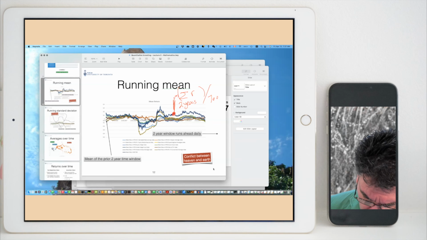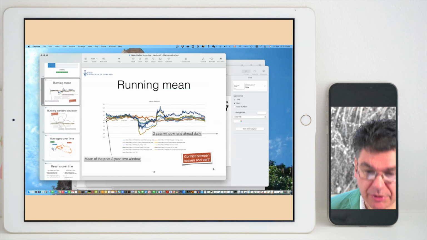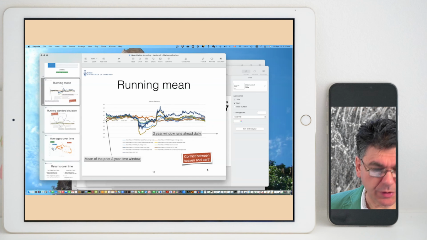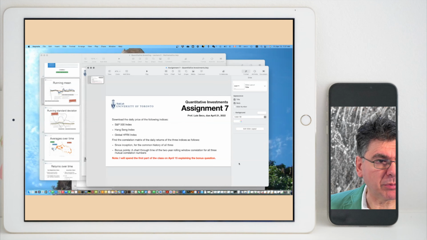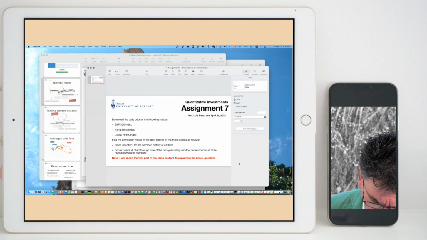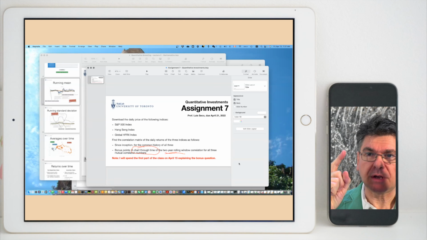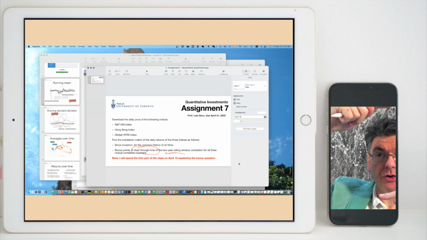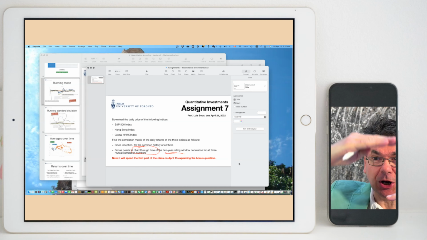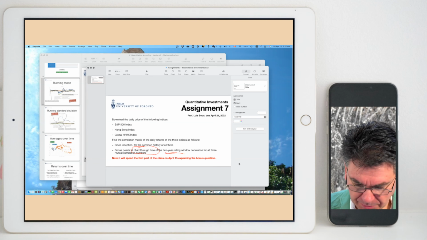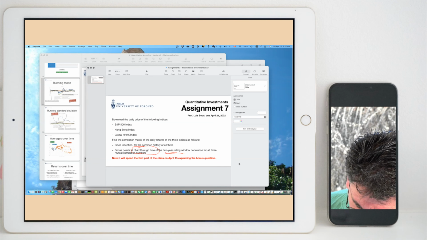So the remark I wanted to make is, this is how you do the second part of the assignment, the bonus question. It's going to be a chart through time of the 2-year rolling window. So you're going to pick a window of 2 years. If you do this in Excel, typically you have the time series expressed as a column.